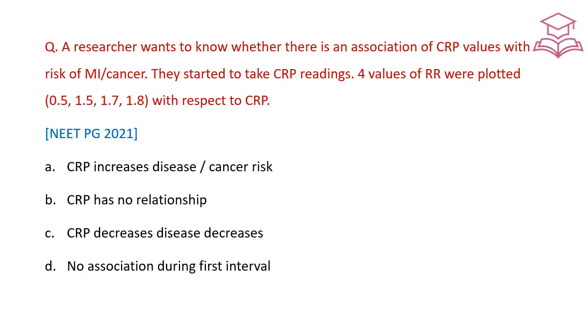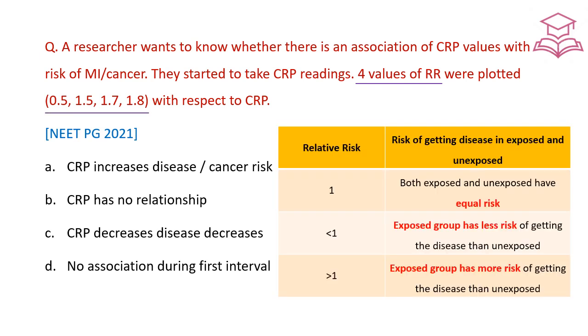A researcher wants to know whether there is an association of CRP values with risk of MI or cancer. They started to take CRP readings. 4 values of relative risk were plotted, 0.5, 1.5, 1.7 and 1.8 with respect to CRP. So we have the relative risk values. Let's see how they are interpreted.